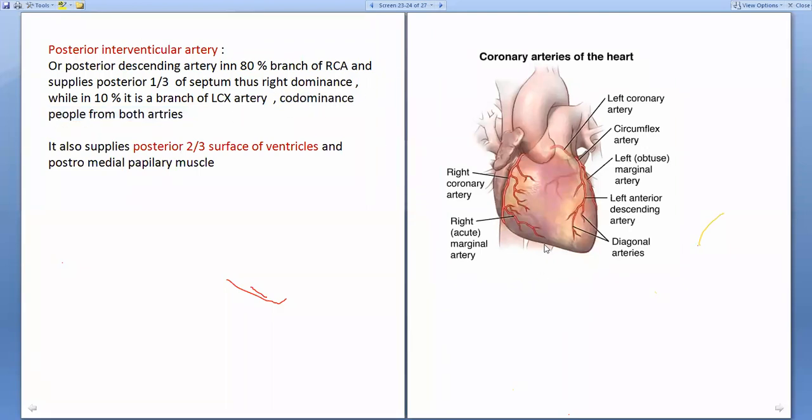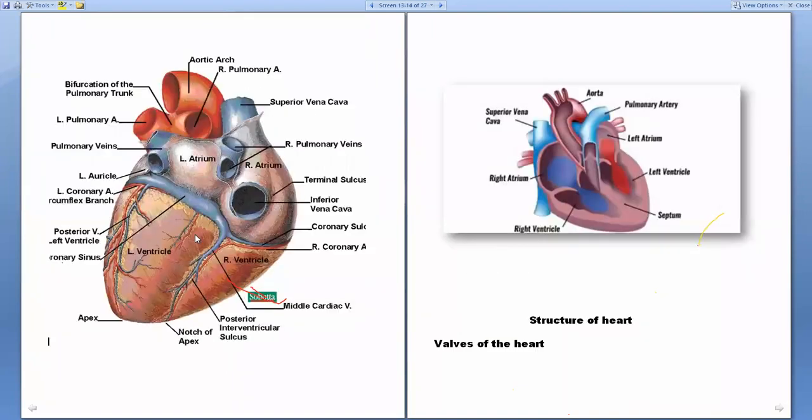These arteries supply the posterior 1/3 of the septum and also the inferior surface. Remember, this is the posterior surface of the heart. This is the interventricular septum. So we have the posterior descending artery here. It usually arises in 80% from the right coronary artery. In 10%, it can arise from the left coronary artery. If it arises from the right coronary artery, we call it right dominance heart. If it arises from the left artery, we call it left dominant. In 10%, it can arise from both of these. We call it co-dominance. It supplies this posterior 1/3. It can also supply the posterior surface of the left ventricle and the posterior surface of the right ventricle. Look, the red part. I hope I'm clear.